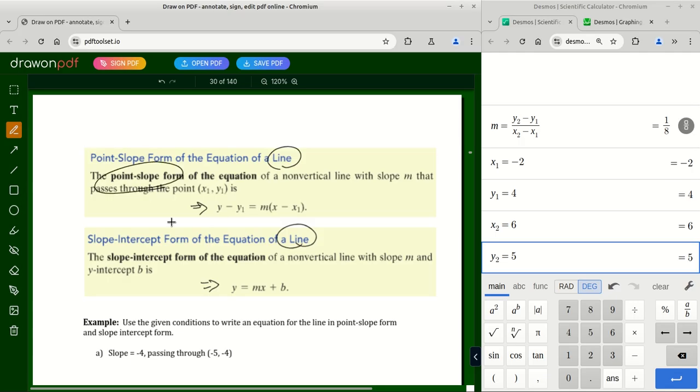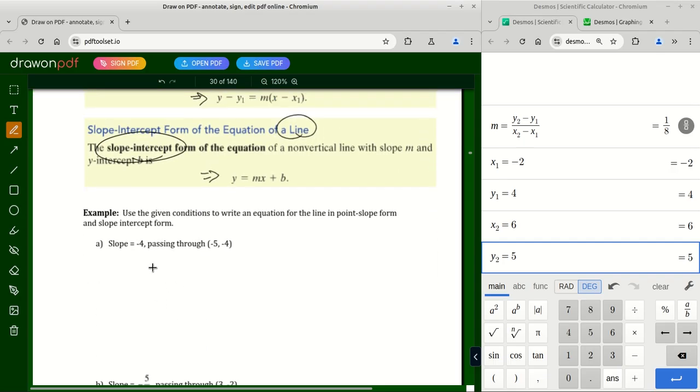And I know they're going to call it point-slope and slope-intercept. I forget, there's just too many slopes going on. But you got the first one, you got the second one, okay? So here we go. We're going to do both for each one of these.